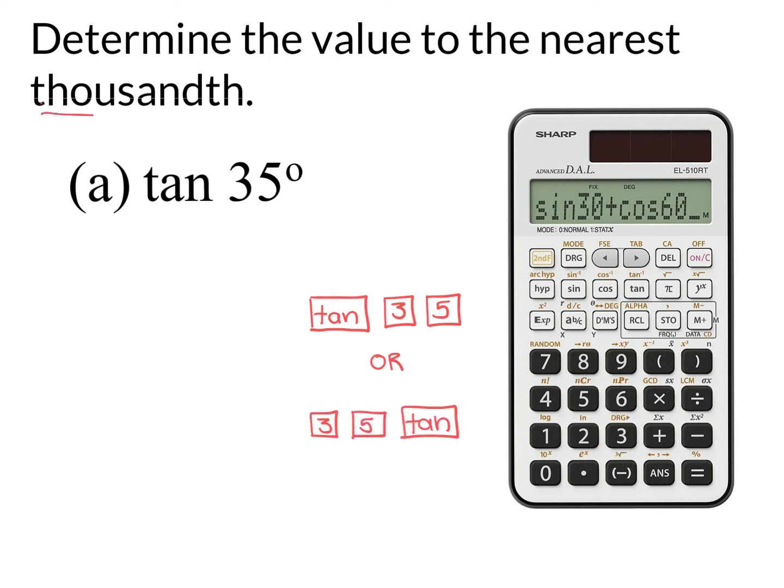And when you do calculate it, because it's to the nearest 1,000, that means we need it to the nearest 3 decimal places, we end up getting this as our answer. It's around 0.700. Now this is the answer you should be getting, so make sure that you are using your calculator to get this answer. If you don't get this answer, let me know.